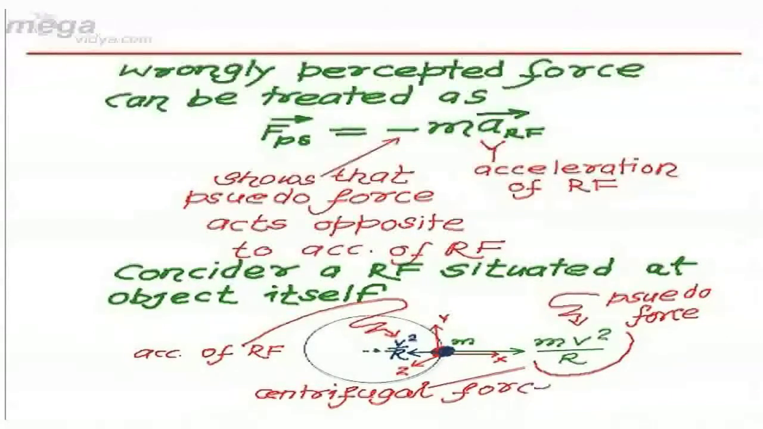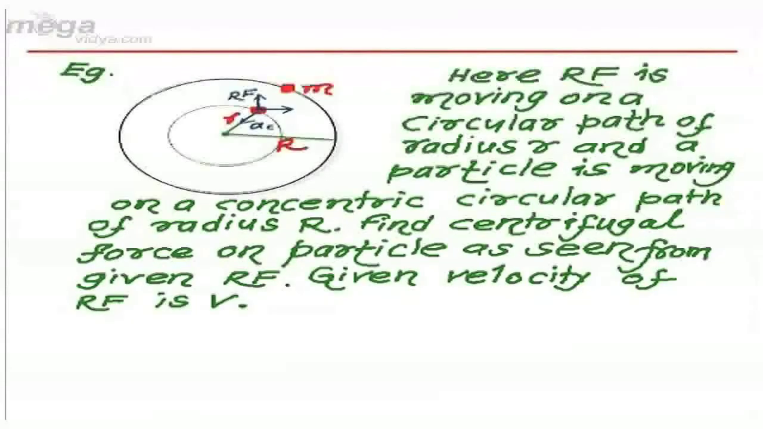Consider an example in which the reference frame is moving on a circular path of radius small r, and a particle is moving on a concentric circular path of radius capital R. Find the centrifugal force on the particle as seen from the given reference frame. It has been given to us that the velocity of the reference frame is v.